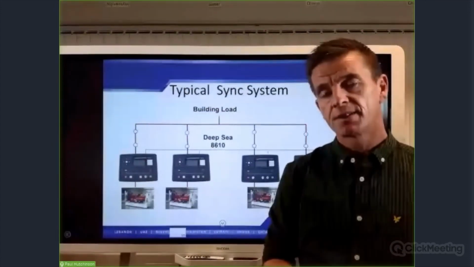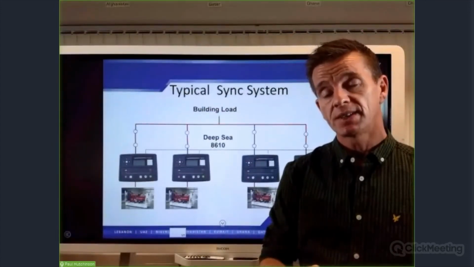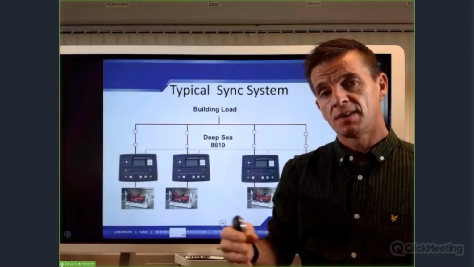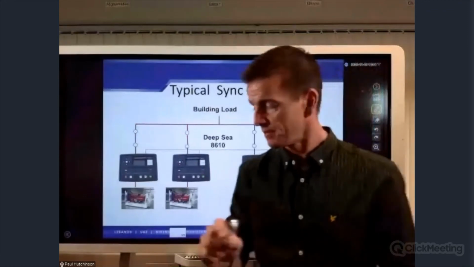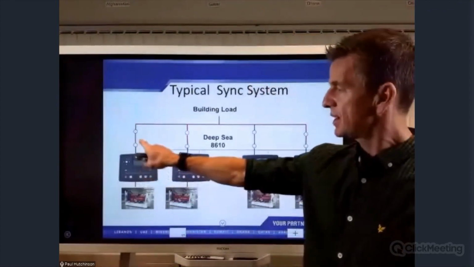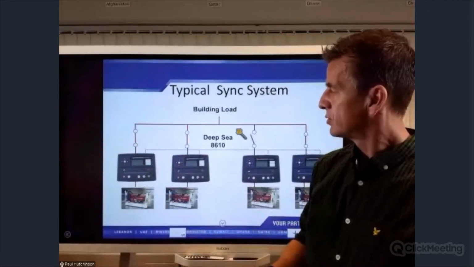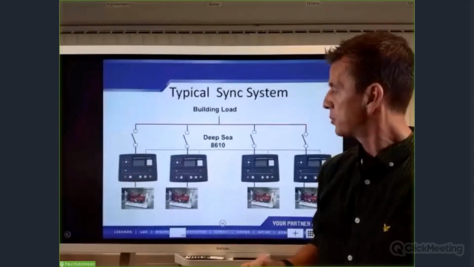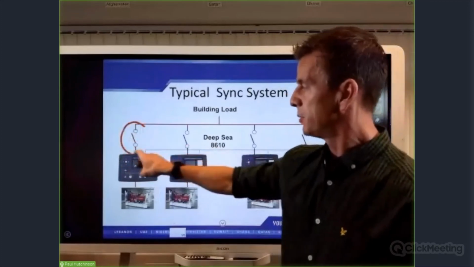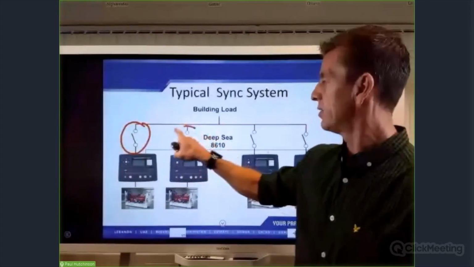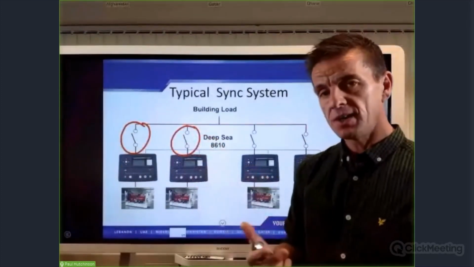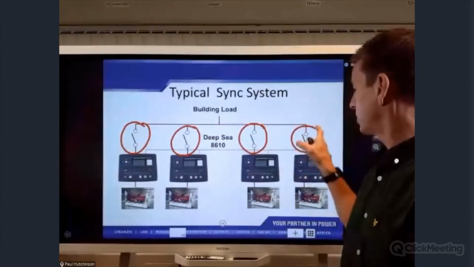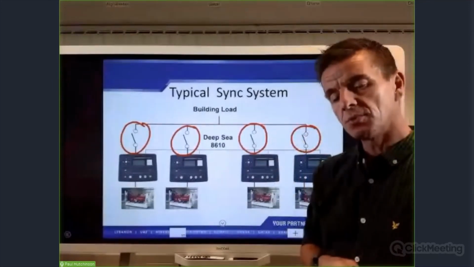What is required? What do we need? The basics and everything else. Just remember that each genset needs to be able to control its own breaker. So it needs to be a motorized circuit breaker of some description, an ACB, any of those. It has to be capable of controlling its own breaker.